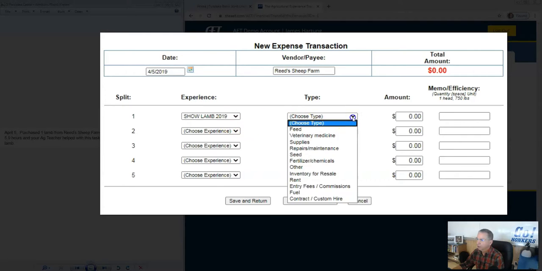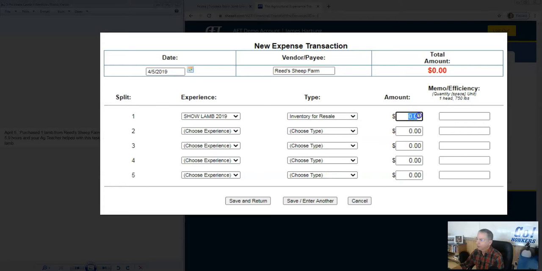Type. What did we purchase? We have feed, vet medicine, supplies, repairs, seed, fertilizer, others, inventory for resale, rent, entry fees, fuel, contract, custom hire. We have purchased inventory for resale. The purpose of this project is to raise the animal and sell it at the fair. So it's inventory for resale.